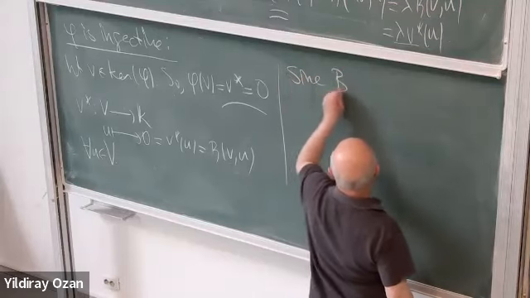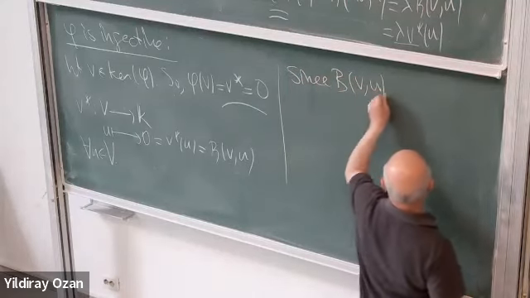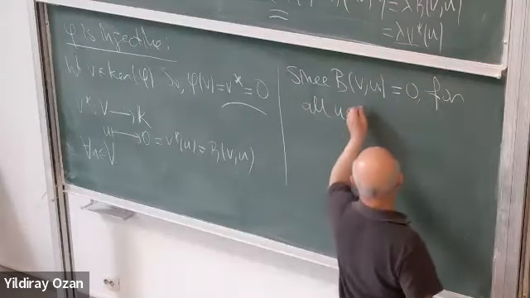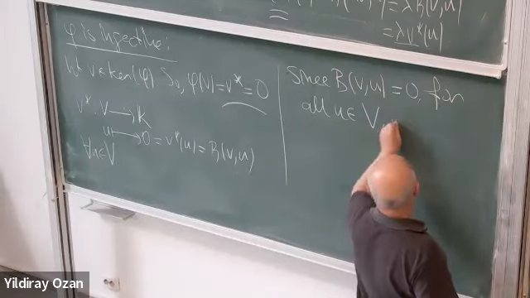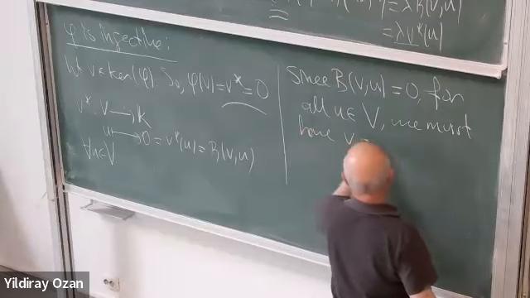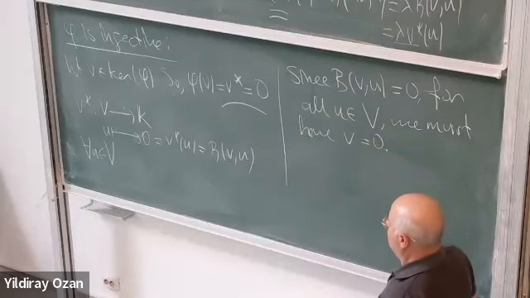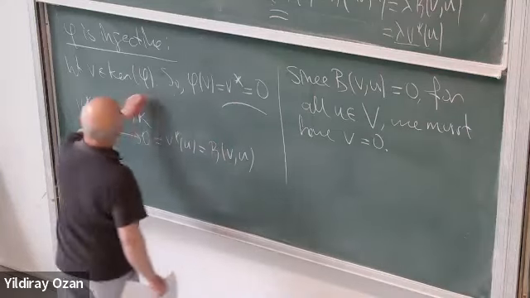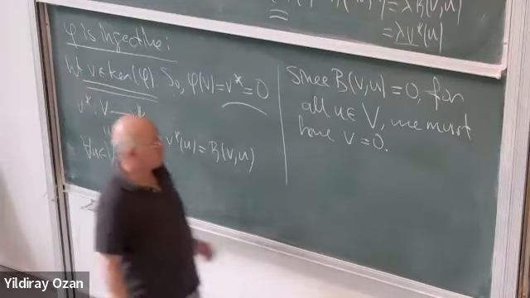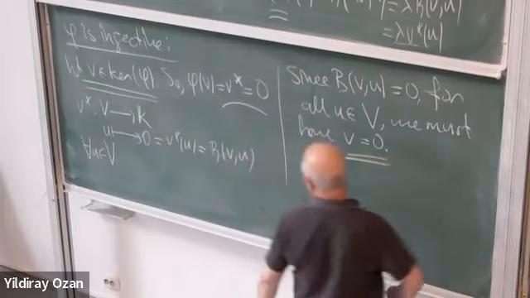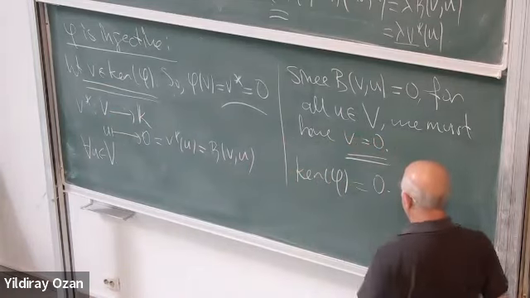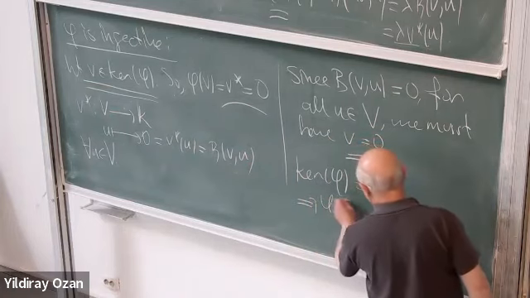Since this product is zero for all U in V, we must have V equals zero. So let's see what we have seen. I took an arbitrary element from the kernel, and we have seen that that element is zero. Therefore, kernel of phi is just zero. But this implies that this is injective.